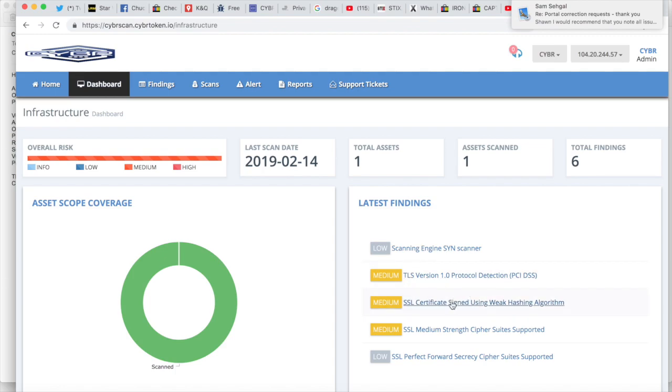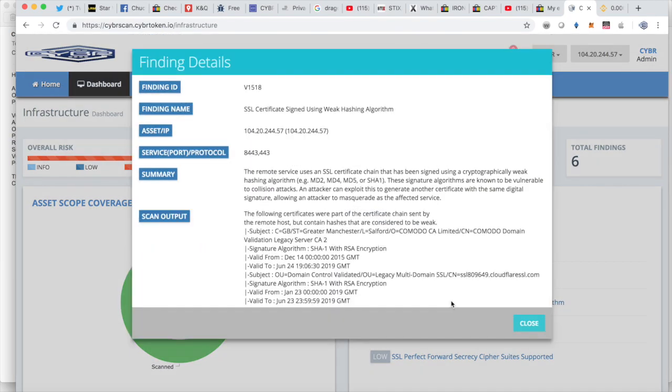We're going to take just a look at what this vulnerability is. For some of you, this is going to be new, and you'll say, okay, what's going on here? It tells you the name, the IP address that we scanned, the services and ports that are involved. It gives us a summary of the issues here and the scanning output.